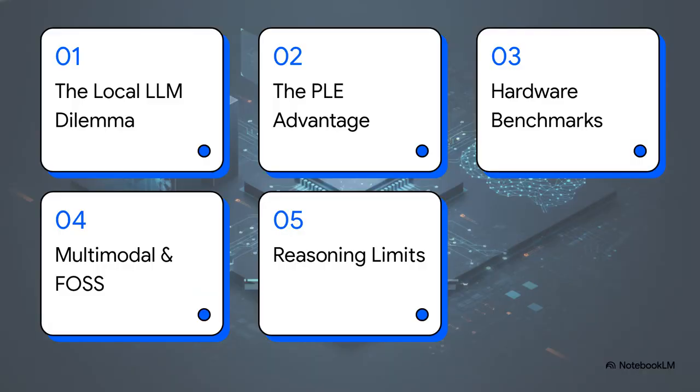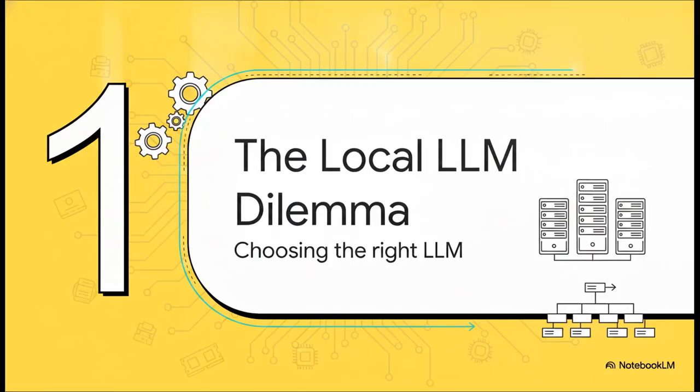Okay, let's dive into this. Our roadmap for today covers the local LLM dilemma, the PLE architecture advantage, benchmarking on SBCs and GPUs, multimodal and FOSS integration, and finally, the reasoning limits and complexities. Let's get to it. Starting with Section 1, the local LLM dilemma.